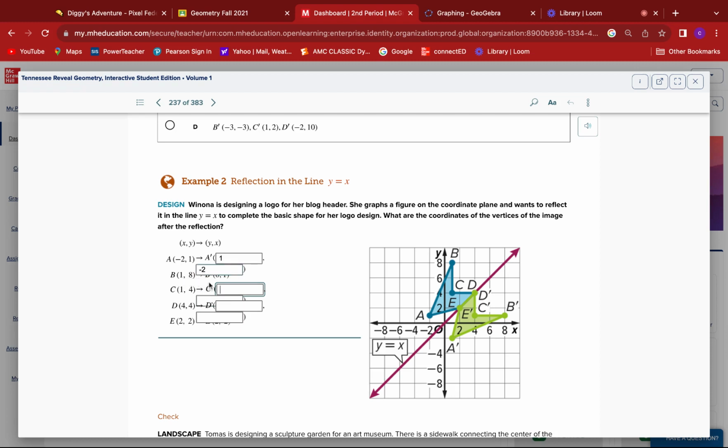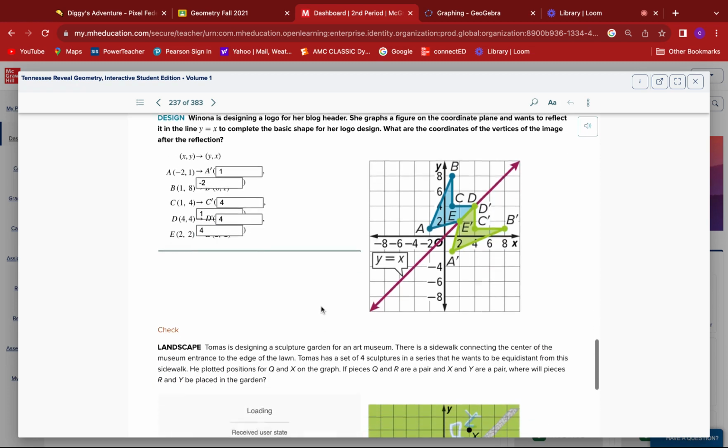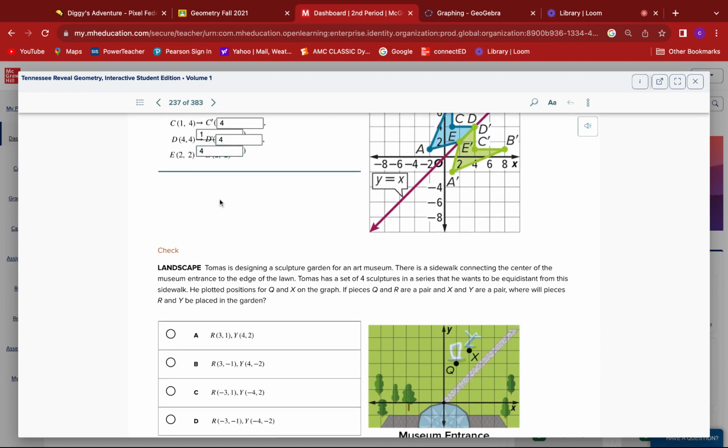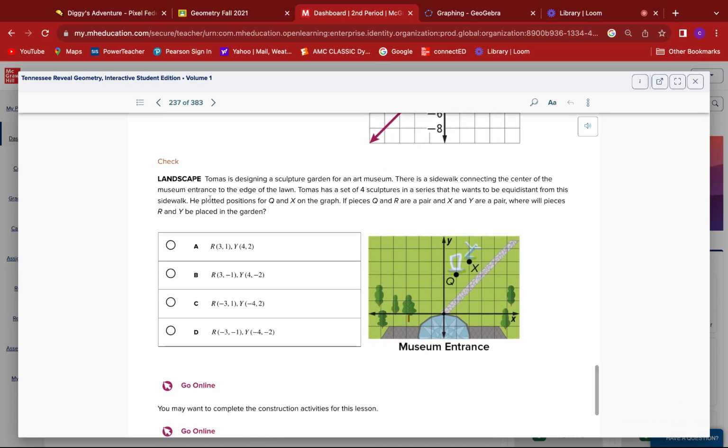B being 1, 8 would be 8, 1. Looks like that one's done for me. Can't see it though. C, 1, 4. Switching would be 4, 1. I guess, is that D? I think D is what this one is. Looks like E might be done for me. All right, so switch them. D, 4, 4. Well, that doesn't change. 4, 4. Probably because it's on the line. Yeah, D's on the line, so the D prime would stay on the line. It's not going to jump off the line if it was on there originally. I'm not sure why mine is messed up. I apologize for that.